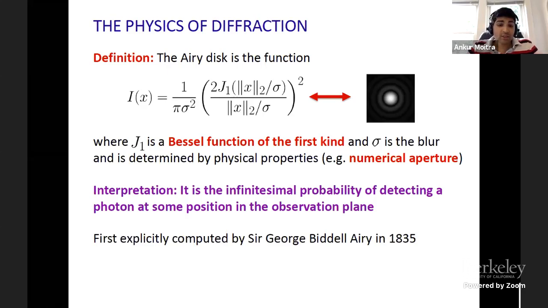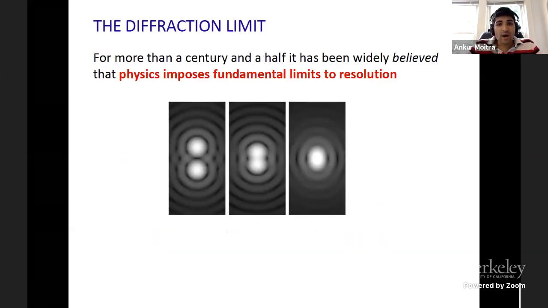And this diffraction pattern was actually first computed way back in 1835 by Sir George Biddell Airy, and that's why they're called the Airy disks. So now, what is the diffraction limit? Well, it's a rough idea in the first place, which is that, for more than a century and a half, really since Airy's work, it was widely believed that this physics imposes some kind of fundamental limit onto resolution.